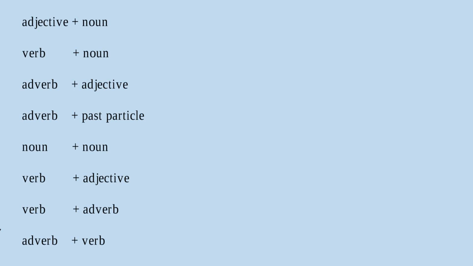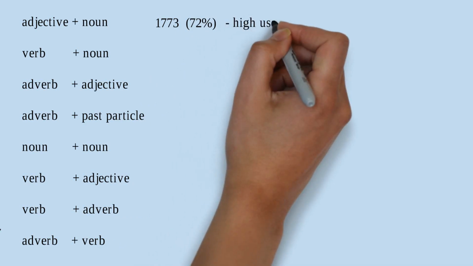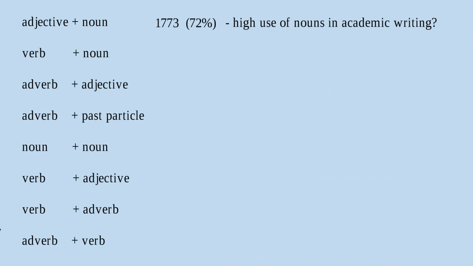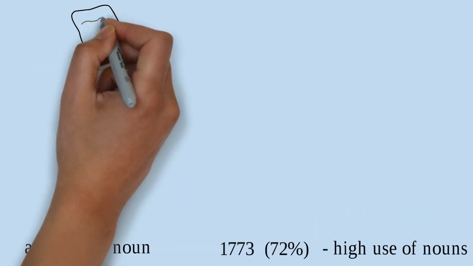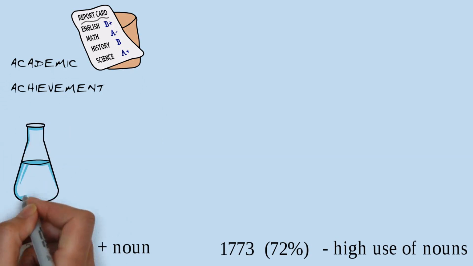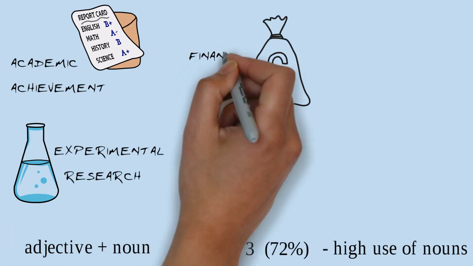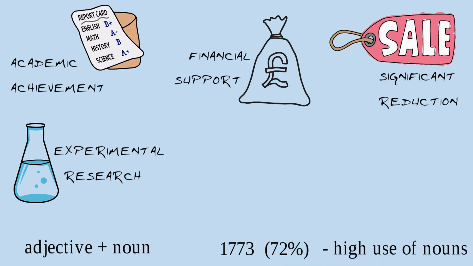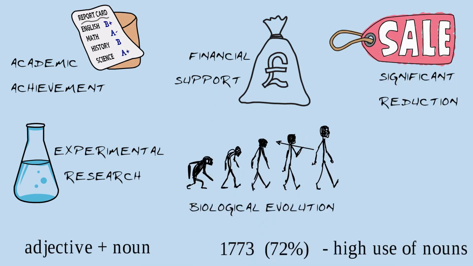So the most common type of academic collocation are adjective and noun collocations. And there are 1,773 of these, which means adjective and noun collocations comprise 72% of all the collocations in the ACL. Why are there so many of this type? Well, it might be because of the high use of nouns in academic writing. Academic writing tends to use lots of nouns or noun phrases, nominalization. So let's have some examples. I'll just give 6 examples of adjective and noun collocations. So academic achievement, experimental research, financial support, significant reduction, biological evolution, and physical health.